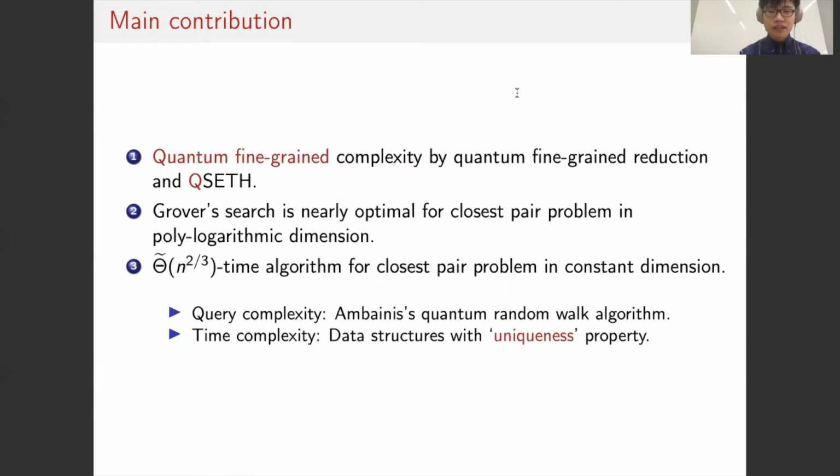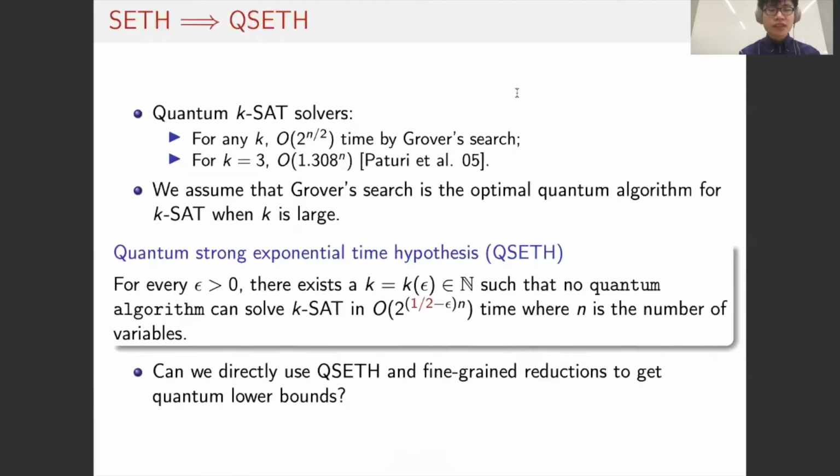I'll explain it later. Let's first consider how fast can we solve QSETH in quantum. For any k, we can use Grover search to get a 2 to the n over 2 time quantum algorithm. For k equals 3, Ambainis et al. in 2005 gives a 1.308 to the n quantum algorithm. Unfortunately, for large k, we still don't know any quantum algorithm that runs faster than Grover search. So it's reasonable to assume that Grover search is the optimal quantum algorithm for QSETH when k is large. That is basically what we conjectured in our quantum strong exponential time hypothesis, or QSETH.